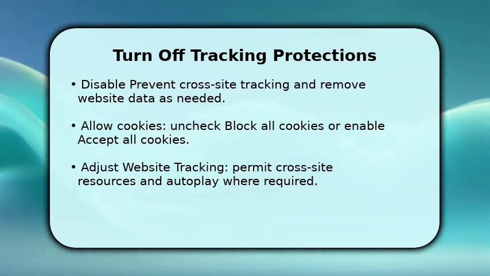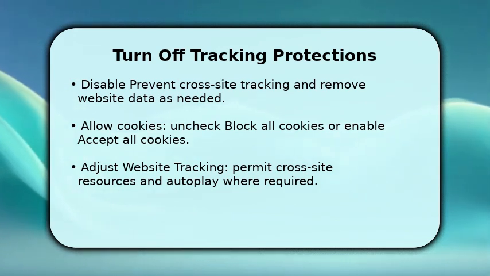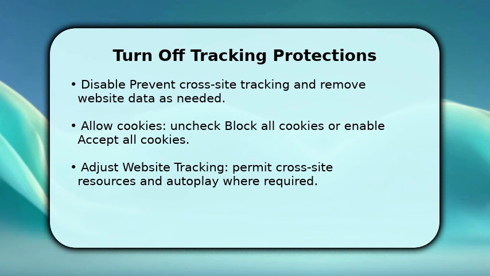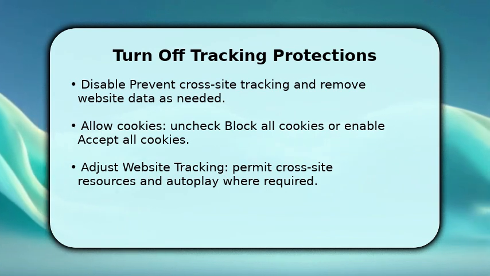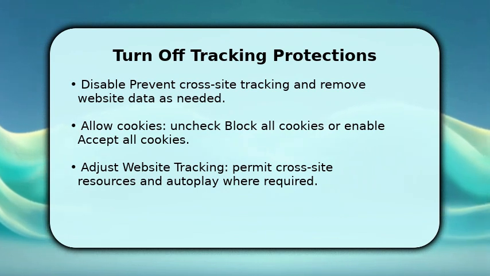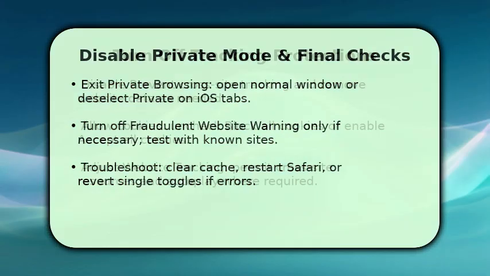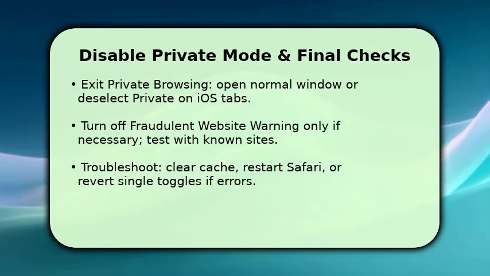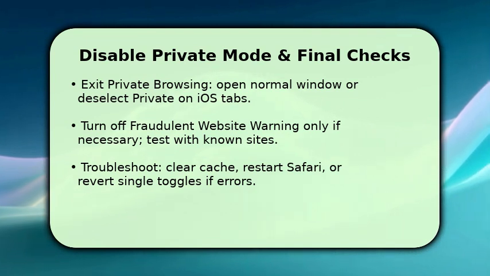Next, allow cookies by unchecking Block All Cookies so sites can store data. This increases site persistence. You're doing this to let websites and advertisers reconnect identifiers that strict privacy settings had been blocking. Finish by making sure Safari is in a normal browsing window and not private mode.